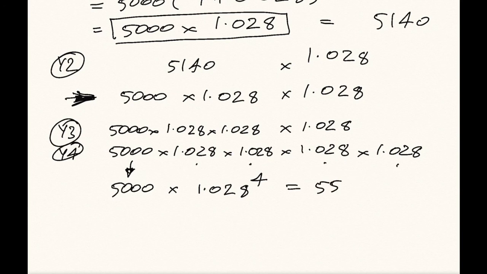That gives us 5,583.962113 on a calculator, and we round it to the nearest penny.